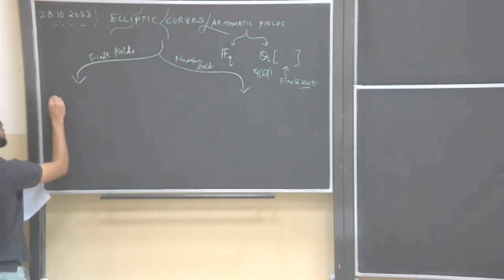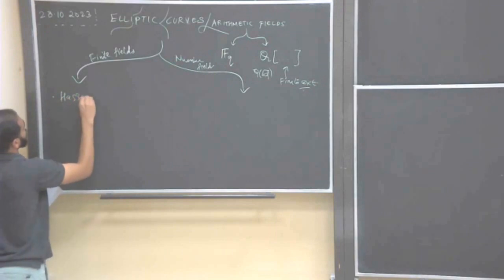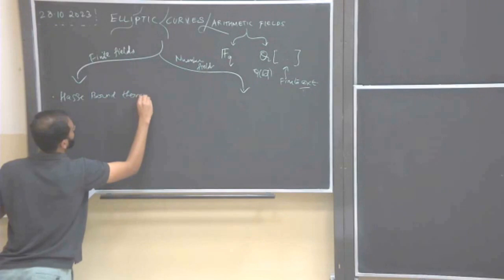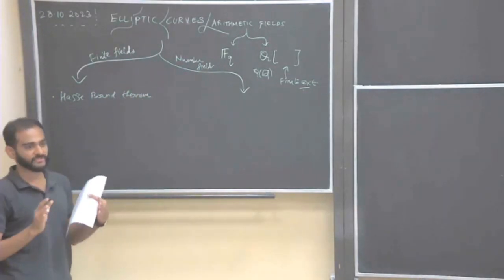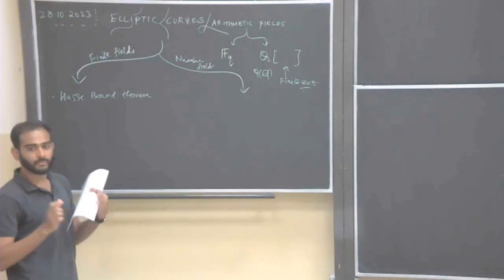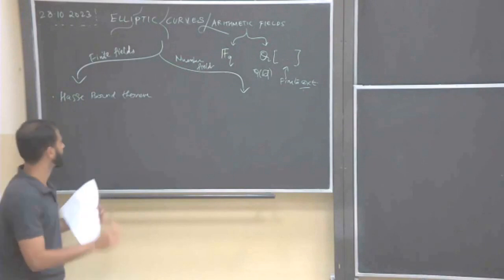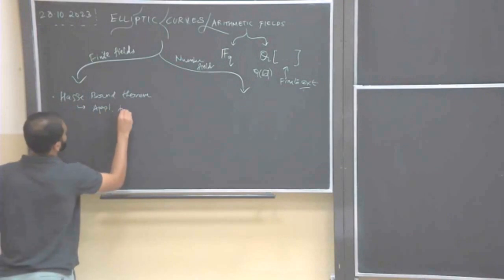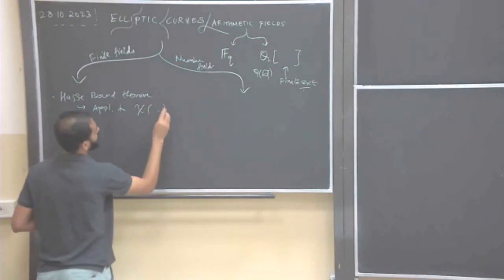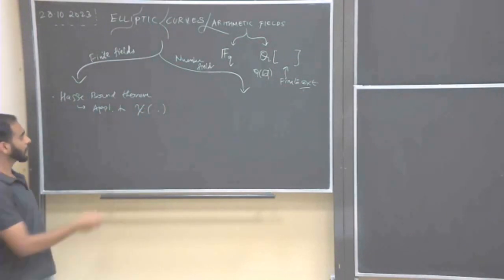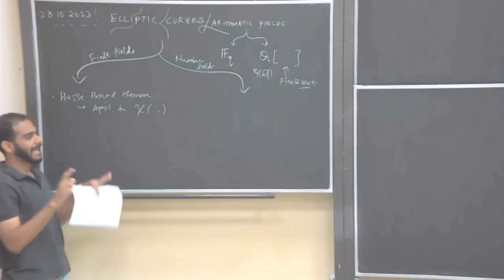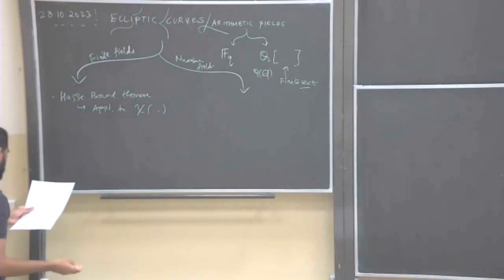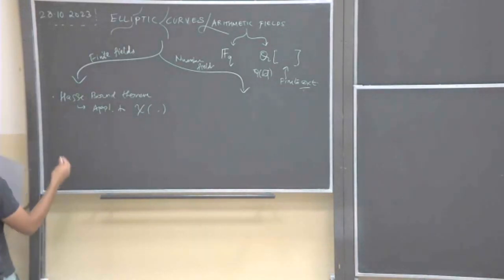For finite fields, we'll start with the Hasse bound theorem, which in particular says how many rational points there are on an elliptic curve defined over a finite field. Then as a consequence, we'll see some application to character sums. For example, you can use this theorem to get an upper bound for some characteristic functions, if you want. And then the second part.